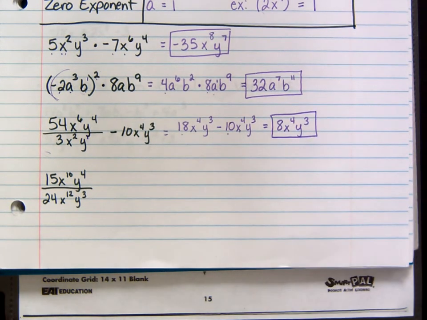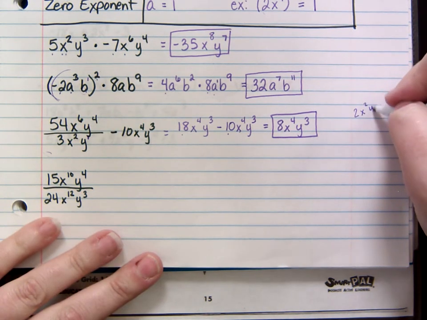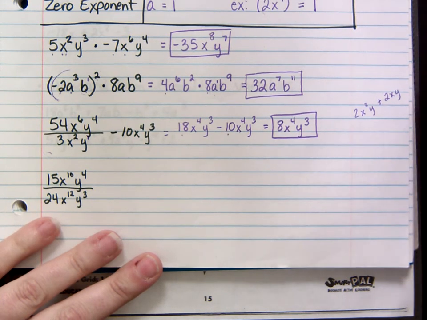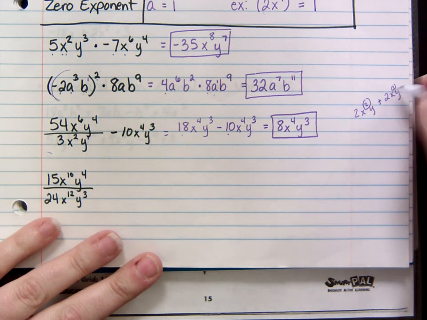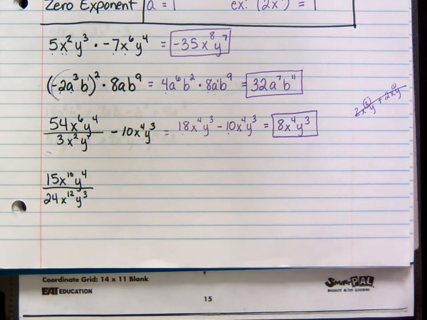Now I can only subtract those because they have the same variables and exponents. So if I had, for instance, 2x squared y plus 2xy, I cannot combine those because those exponents are different. This is 2, this is a 1, you can't combine them. So you would just leave it like that.